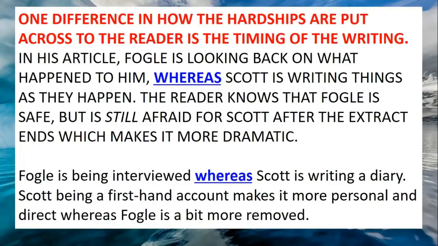Okay, another difference, my point. One difference in how the hardships are put across to the reader is the timing of the writing. So now I'm going to talk about something that they contrast. In the article, Fogle was looking back on what has happened to him, whereas Scott is writing things as they happen. Then the effect on the reader.